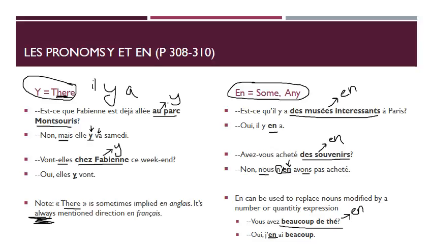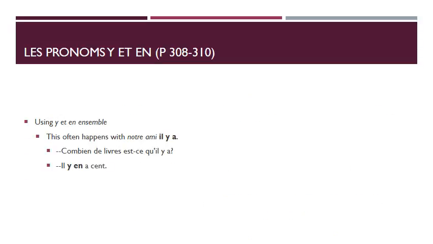And notice, of course, we don't have the word some or any in the English version of the sentence, but it's still an implied thing in the sentence, just like the y thing, but that's just how it goes sometimes. All right, so one more note. Using y et en ensemble, together. This is going to happen often, especially with notre ami, our dear friend, il y a. And actually, you noticed it on the last slide.